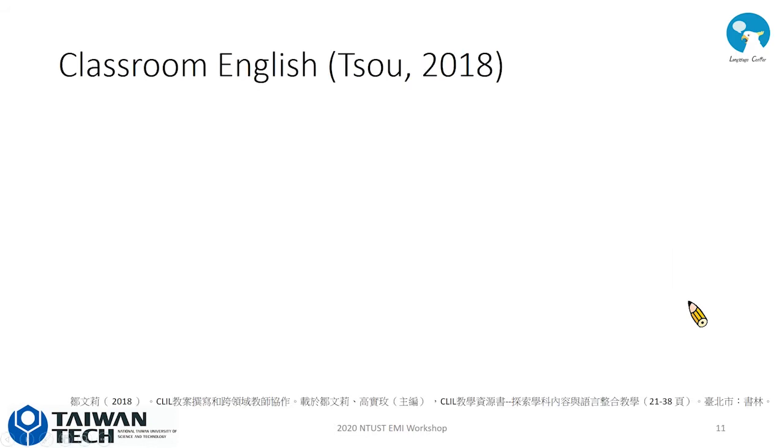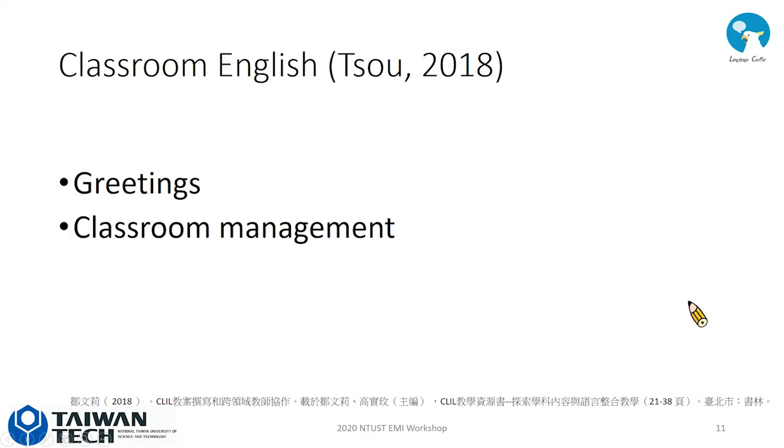So according to Joe 2018, classroom English actually has at least four parts. The first part is greeting, just what I did. Good morning, thank you for coming. So these are greetings, easy, okay? The next one is classroom management, okay? Open your textbook and turn to page 100, say, or everyone should get a piece of handout. So these are class management, okay?